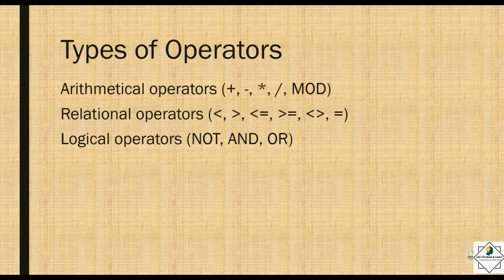Next is, how many types of operators do we have? In QBasic we have three types of operators. First are the arithmetical operators: plus, minus, multiplication, division and mod. The mod operator is used to find the remainder. For relational operators we have less than, greater than, less than equal to, greater than equal to, this is the not equal to sign in QBasic, and this is the equal sign. Then we have logical operators: not operator, and operator, or operator.